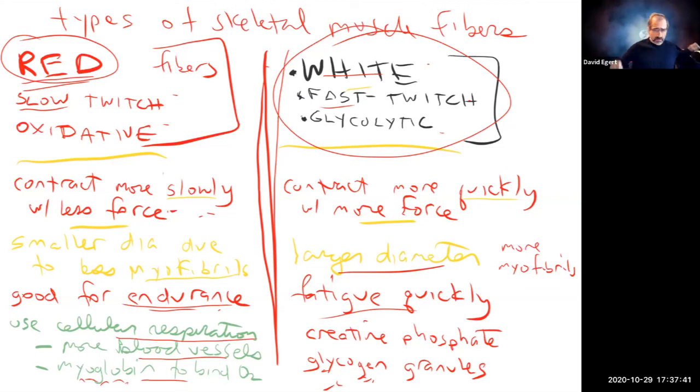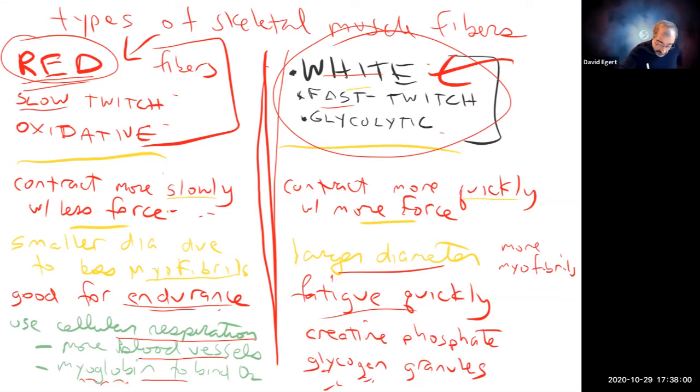If you are doing a lot of heavy weights with low reps, you're going to be building up your white muscle fibers. If you're doing high reps at low weight, endurance training, you're going to be building up more the capacity of your red fibers.